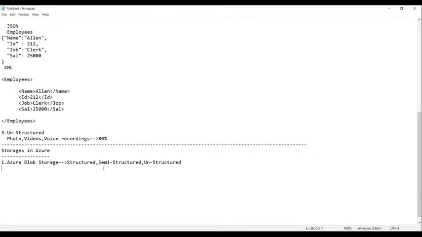What do you understand by the blob? Can you tell me what you understand by the blob? Blob is nothing but binary large object. It stands for binary large object.